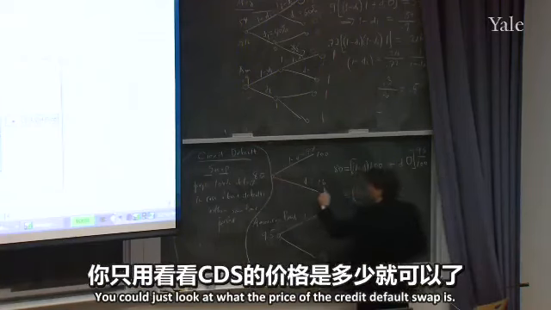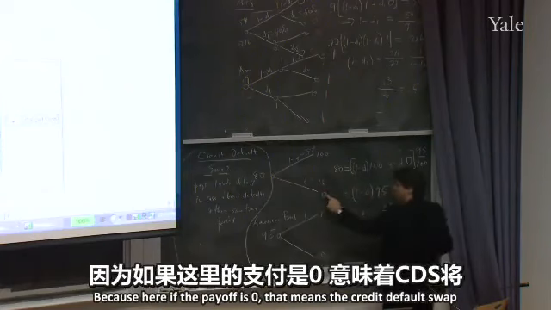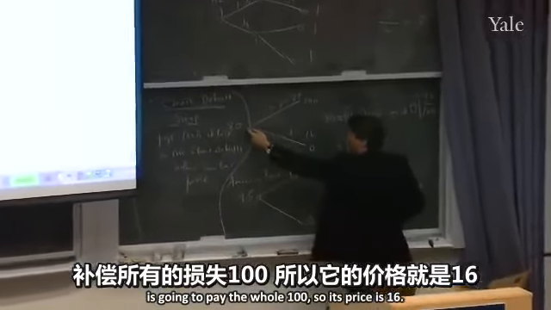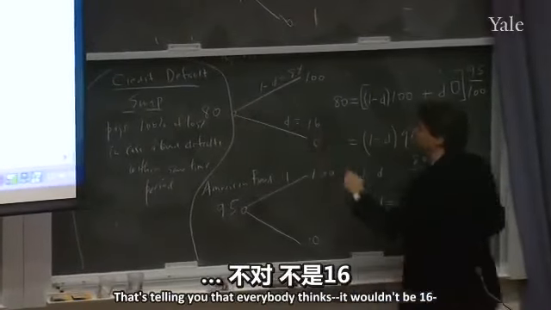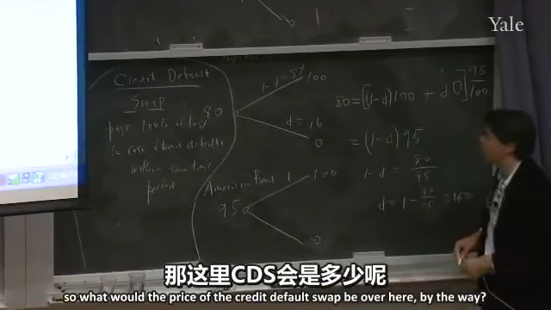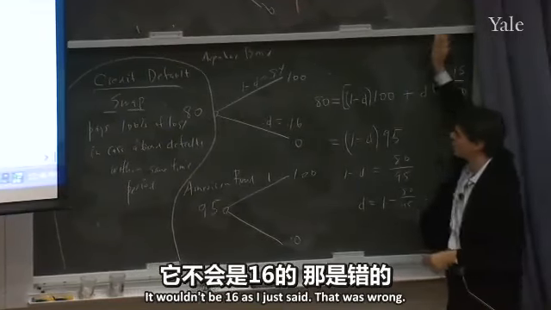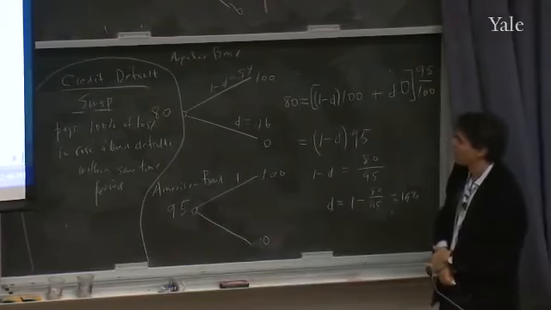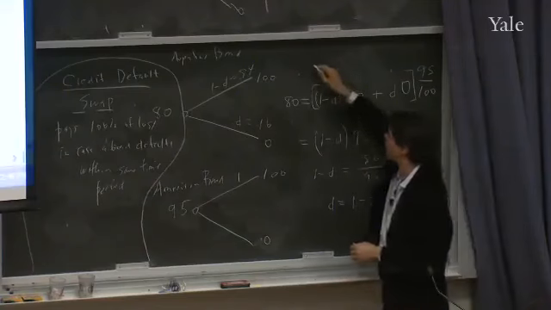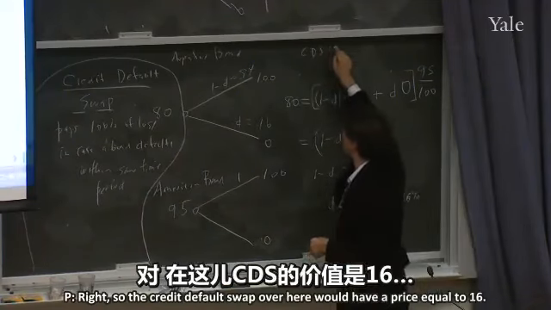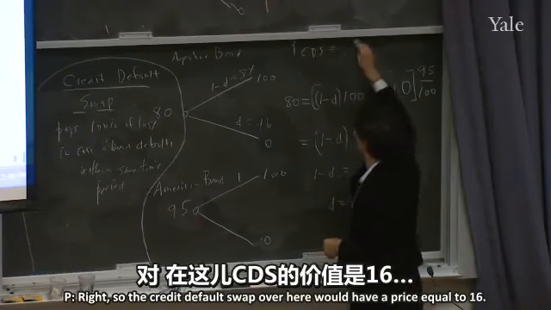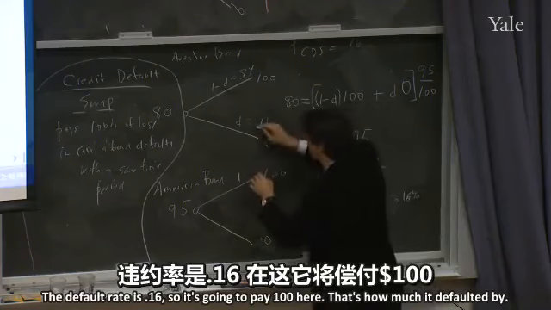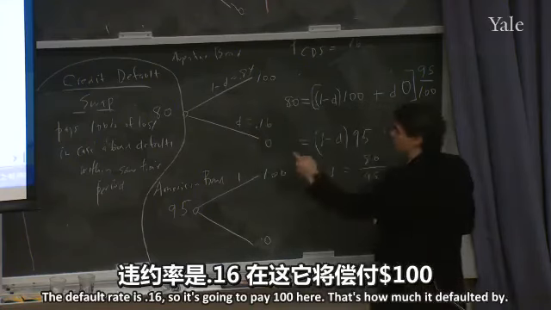You could just look at what the price of the credit default swap is. Because here, if the payoff is 0, that means the credit default swap is going to pay the whole 100. So its price is 16. That's telling you that everybody thinks it wouldn't be 16. So what would the price of the credit default swap be over here, by the way? Wouldn't be 16, as I just said. That was wrong. What would the credit default swap price be over here? Right, so the credit default swap over here would have a price equal to 16, right? It's 16. The default rate is 0.16. Okay, so it's going to pay 100 here.